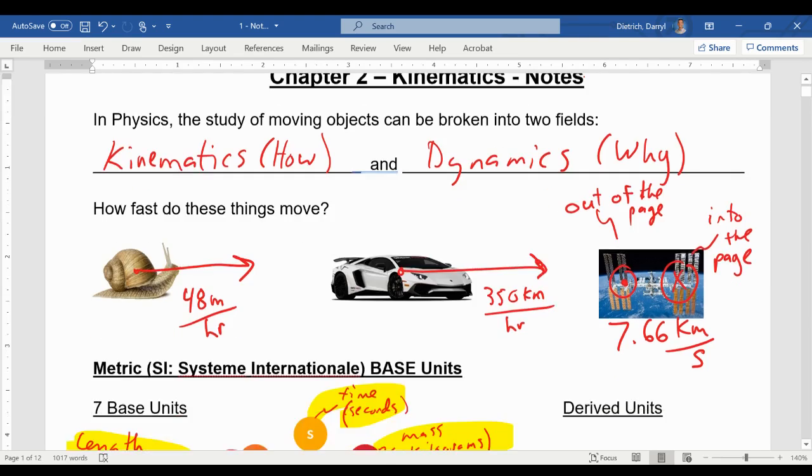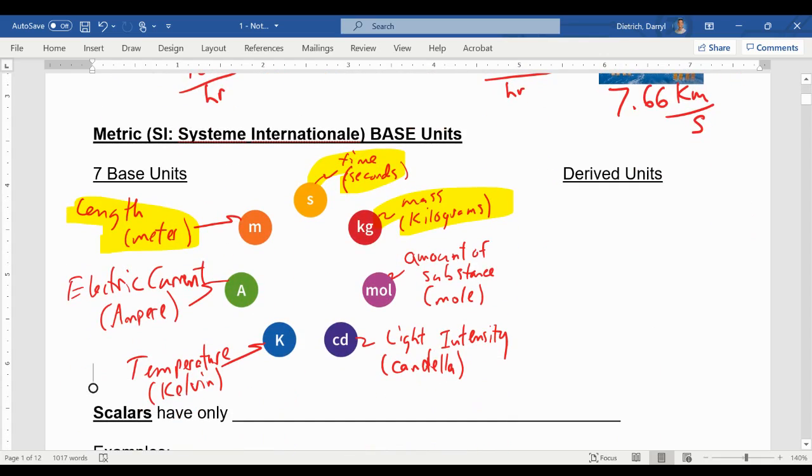Okay, this next section here, I've just gone ahead and filled in. This is just neat to know, I think. There are only 7 base units when it comes to the metric system. Okay, so the 7 base units are on the screen.